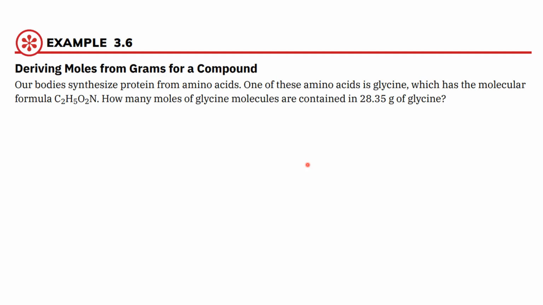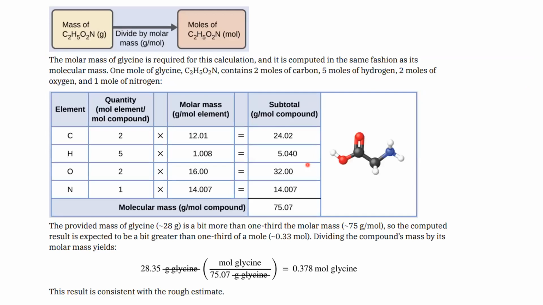We've got to add up 2 of those carbons. We've got to add up 5 of the hydrogens, 2 oxygens, and a nitrogen. And when we do that, we're going to get 75.07 grams per mole. So if we had 1 mole, if we had 6.022 times 10 to the 23rd molecules of glycine, we'd have just over 75 grams. And for this one, we're told we have 28 grams.